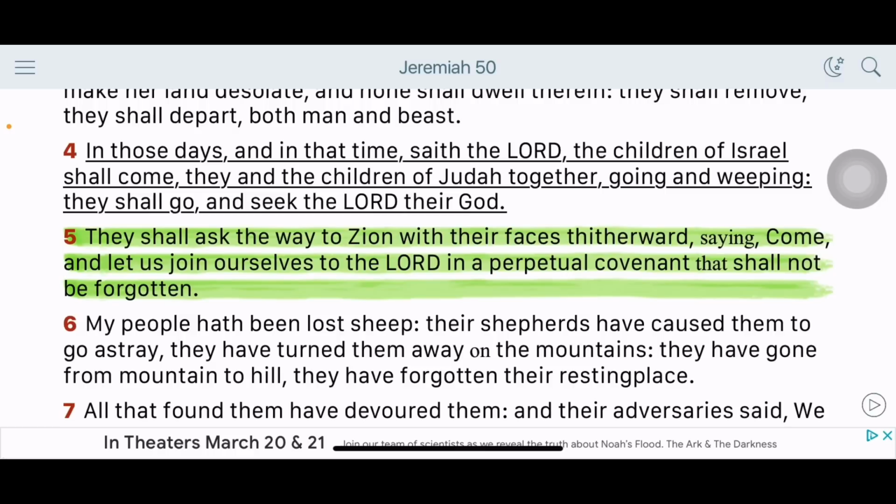Why is this going to happen? Because guess what? The children of Yasharal think Jerusalem is in the Middle East, and they think that Jerusalem is in Africa. And they're going to be so shocked when Yah leads us to Utah in the complete opposite direction. We're going to be looking at Jerusalem. We're going to be going the opposite direction that we thought we were supposed to be going. And that's why we're going to be asking the way to Zion with our faces thitherward.